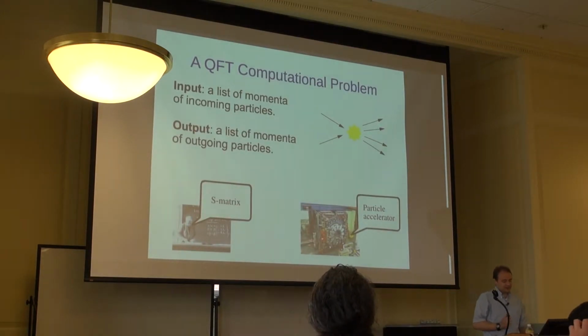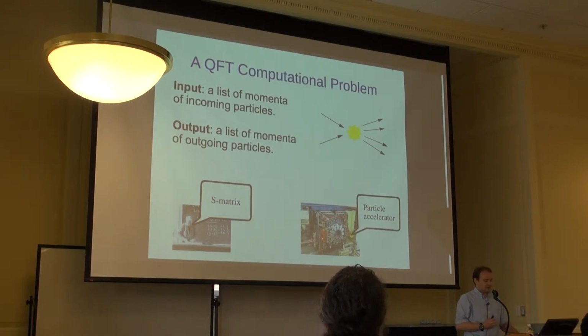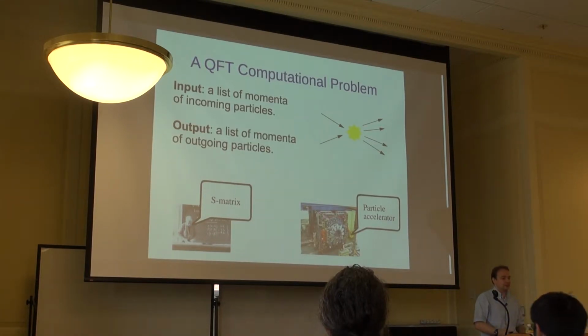So one of the problems that you might want to solve is estimating, say, scattering cross-sections. Your input to the problem is a list of some particles and what their momenta are. Then some time goes by, these particles come in and scatter off each other and produce some shower of outgoing particles. And you want to predict what those outgoing particles will be. What are their momenta? What types of particles are they? How many of them will there be?